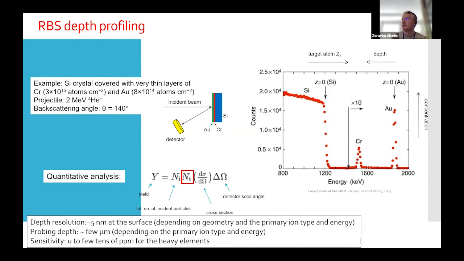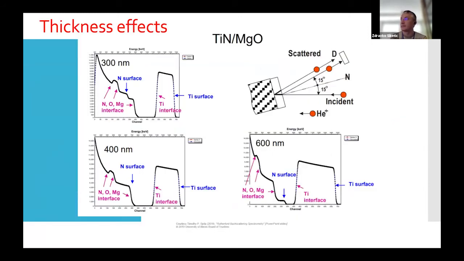You can see, for example, here how the gold peak is very nice, and it's only 8 to 10 to the 14 atoms per square centimeter. So the sensitivity can be in the range of 10 to the 14 atoms per square centimeter for the heaviest elements. And on this graph, you can see the thickness effect on the Rutherford backscattering spectra.